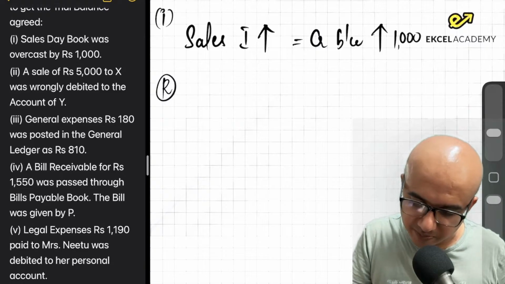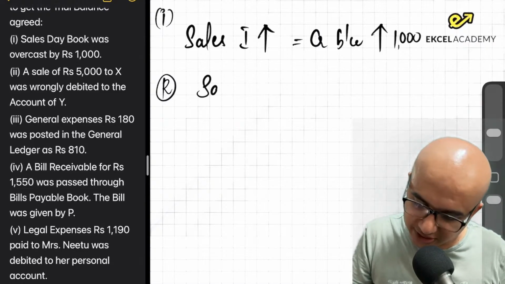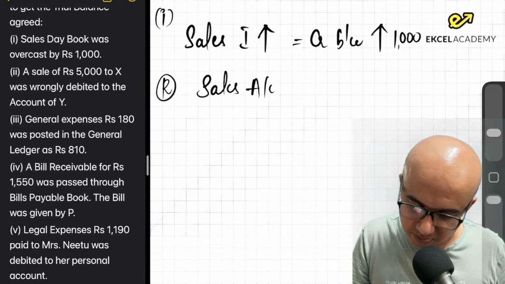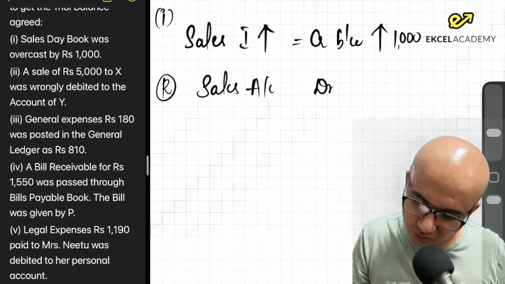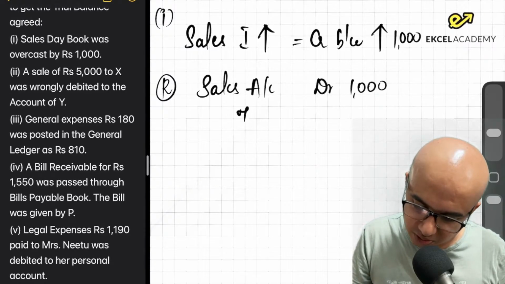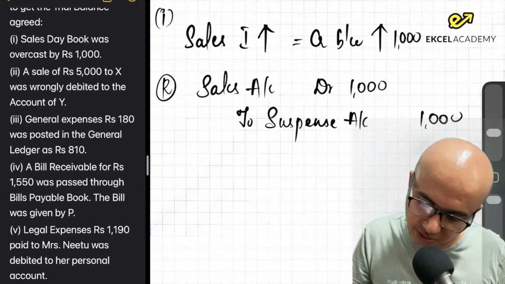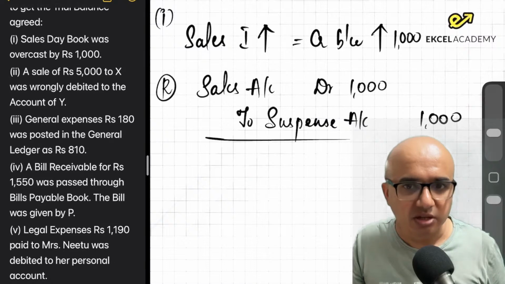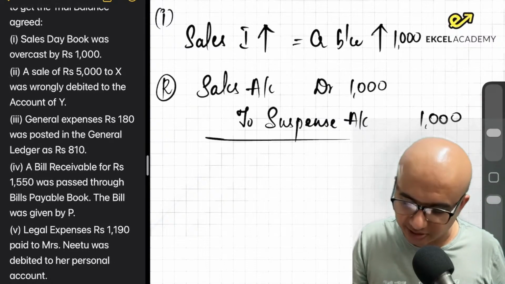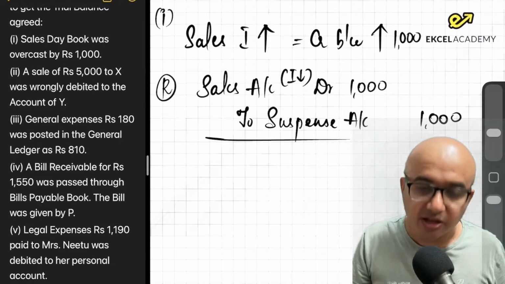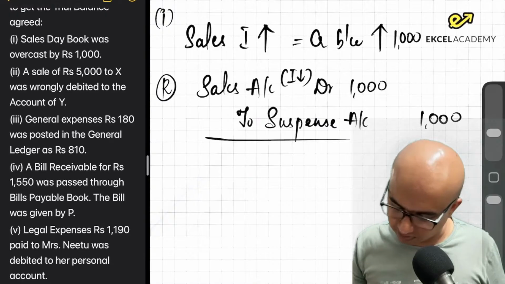So the rectification entry in this case is very simple. First adjustment, sales account debit 1000 to suspense account. It showed an excess balance of 1000. We are reducing that by debiting, that is, decreasing the income. That's it.